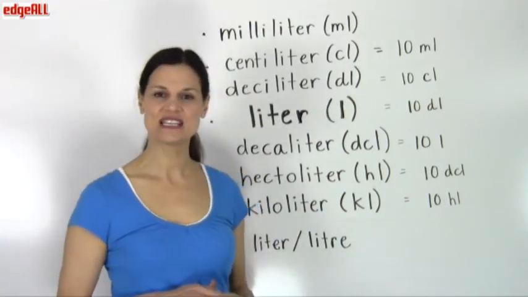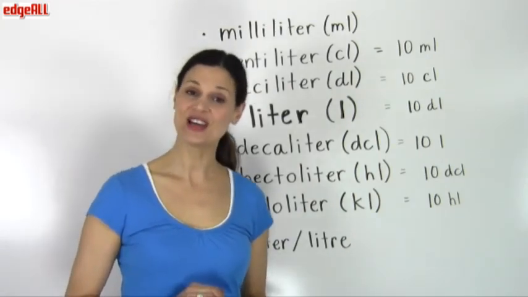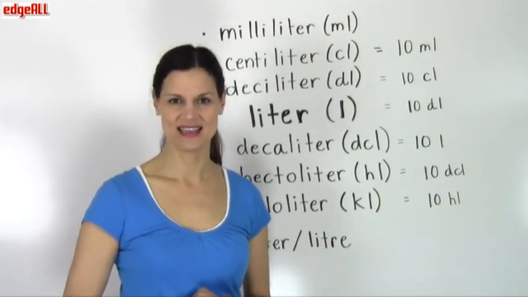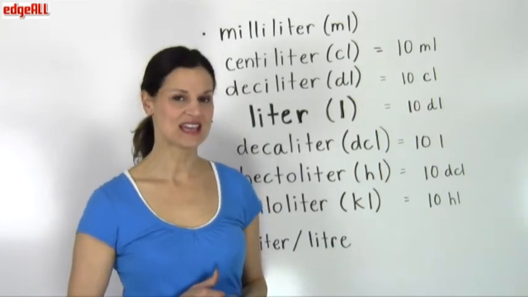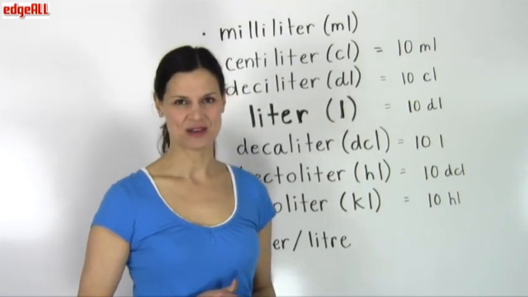We use various tools to measure volume in our daily life. In cooking, we use measuring cups and measuring spoons. In science labs, we use tools called beakers, graduated cylinders, and pipettes to measure fluids.